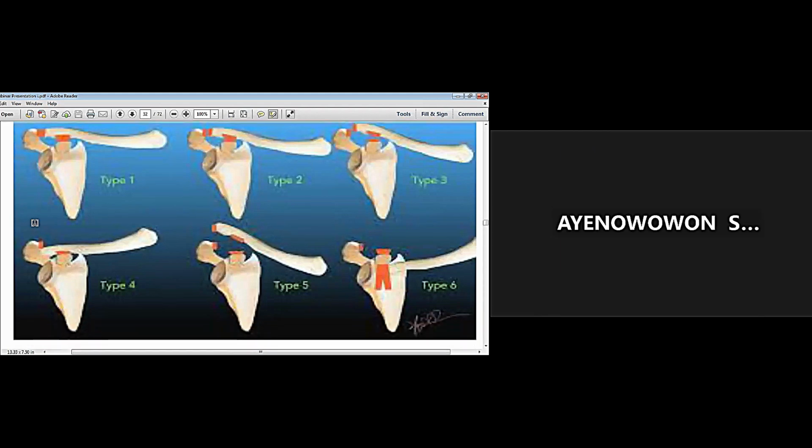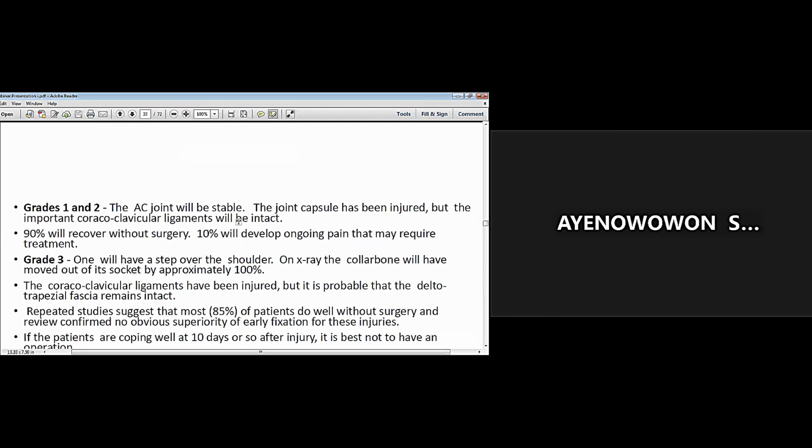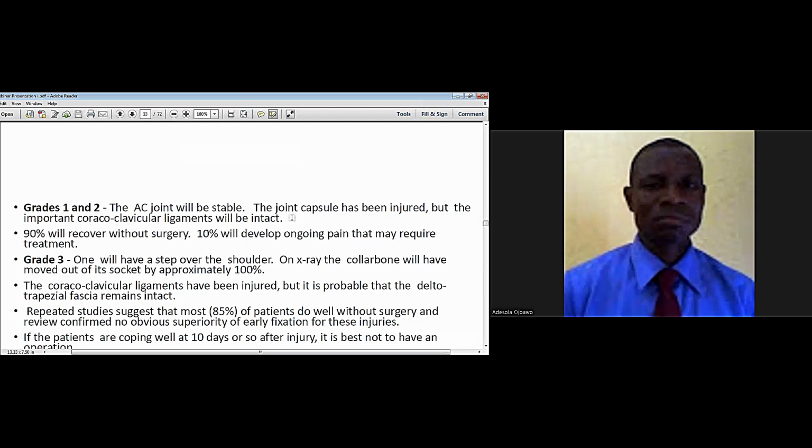We go over it. Type is what's called grade as well. In grade 1 and 2, the AC joint will be stable because only a few ligaments to the joint are affected. The joint capsule has been injured, but the important coracoclavicular ligament will still be intact. So the joint is not separated. 90% will recover without surgery. 10% will develop ongoing pain.